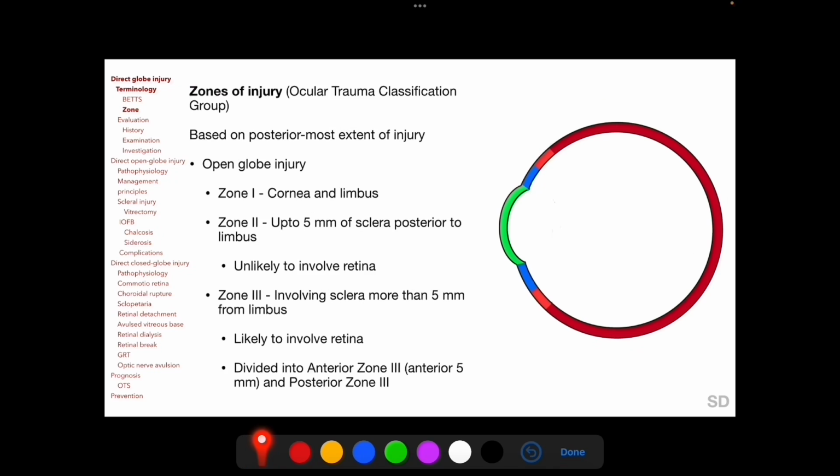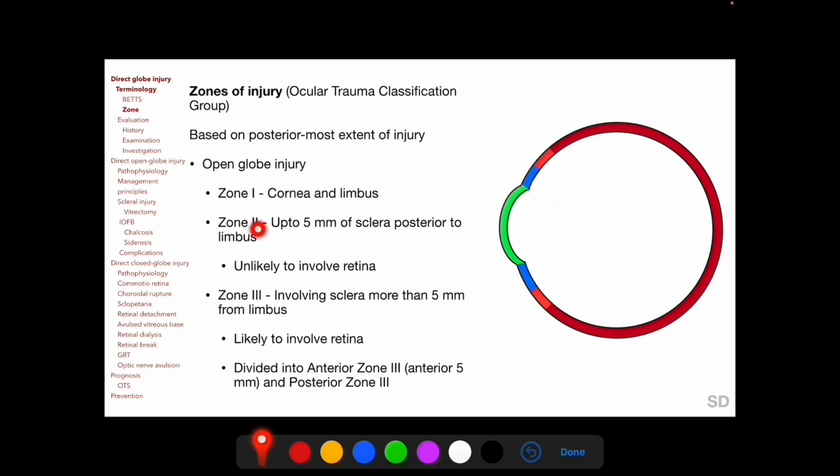The Ocular Trauma Classification Group, and not BETTS, also classified the zones of injury based on the posterior-most extent of the injury for both open globe and closed globe injuries separately. In Zone 1 open globe injury, the posterior-most extent of the full thickness defect is at or anterior to the limbus, as represented by the green area in this diagram.